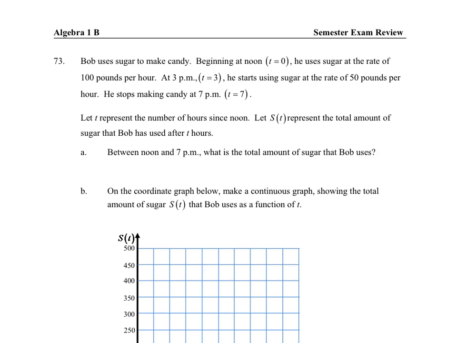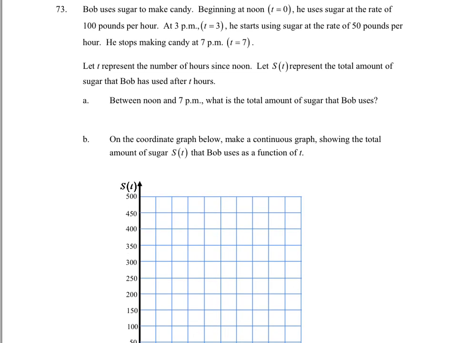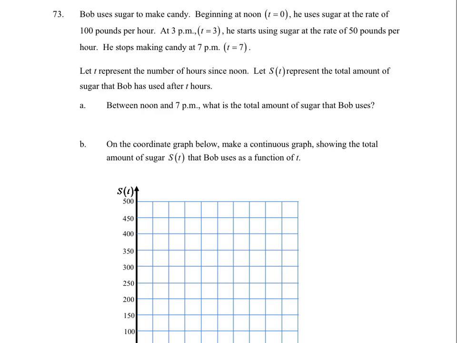Question 73. Bob uses sugar to make candy. Beginning at noon, t equals 0, he uses sugar at the rate of 100 pounds per hour. At 3 p.m., t equals 3, he starts using sugar at the rate of 50 pounds per hour. He stops making candy at 7 p.m., t equals 7. Let t represent the number of hours since noon. Let S of t represent the total amount of sugar that Bob has used after t hours. So part A says between noon and 7 p.m., what is the total amount of sugar that Bob uses?